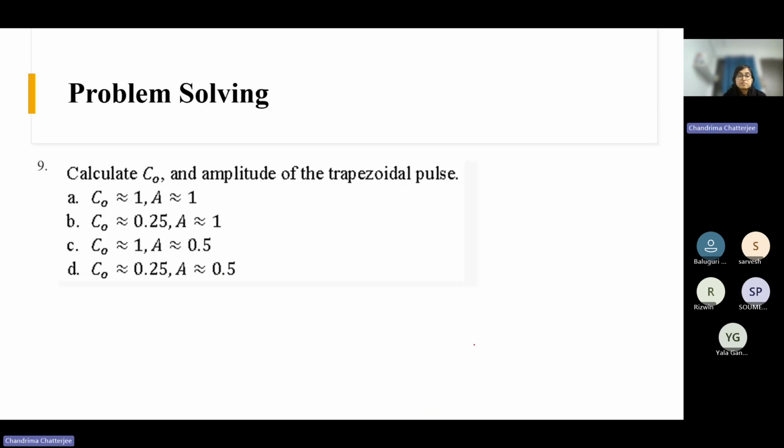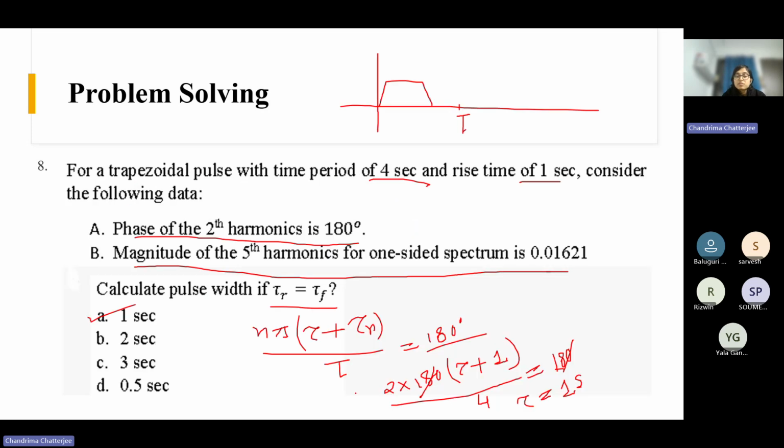Okay, next problem. Calculate C naught and amplitude of the trapezoidal pulse. So C naught, we know what is C naught, that is the average of the waveform, A tau by T. Okay, this is the value of C naught. And we will also have to find out the amplitude A. Okay. You see another information is given. The magnitude of the fifth harmonic for one-sided spectrum is also given. Now we will have to utilize this data to find out the value of A and the value of C naught.